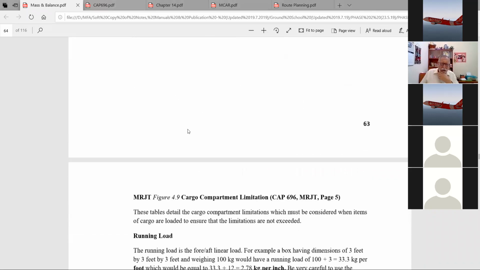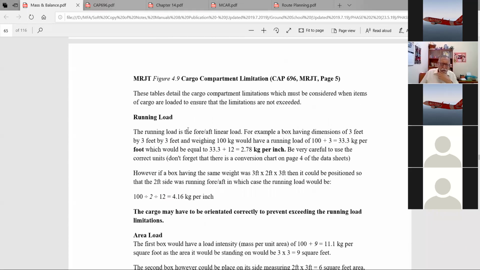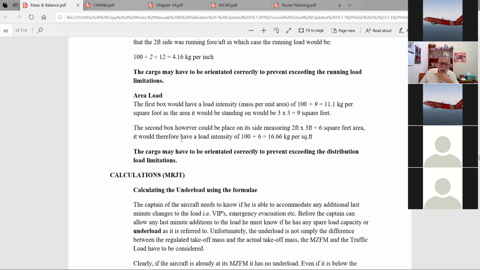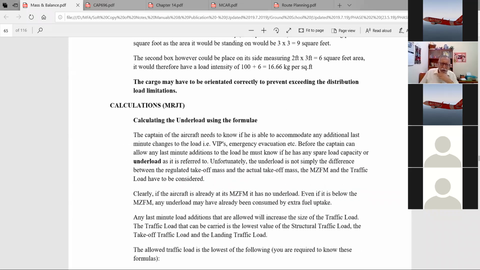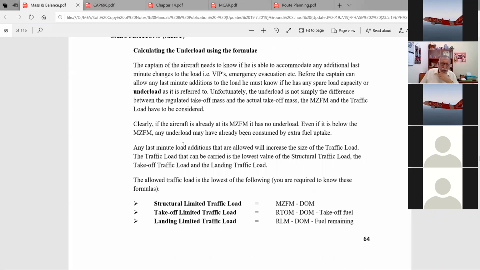Okay. Now, today I will also do some calculation of what is called the underload. So now we have finished seeing the CAP 696. And very briefly, we'll calculate what is called the underload.